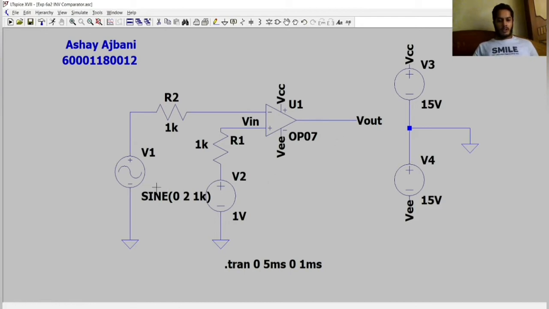Now until the sine wave voltage is less than the reference voltage, the output will be positive, and hence V out will go to positive saturation. And once the sine wave voltage exceeds the value of 1 volt, the difference between the two voltages will be negative, and V out will go to negative saturation. Now let's run the circuit and analyze the input output waveform.